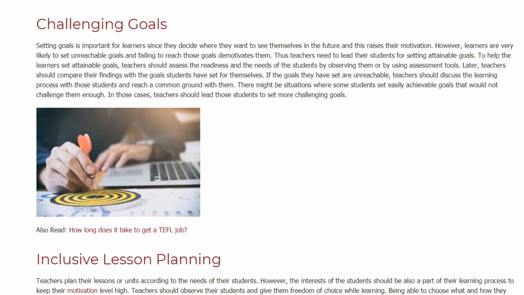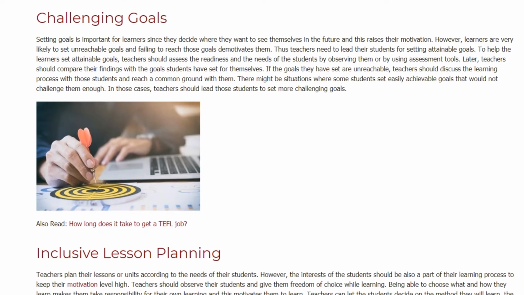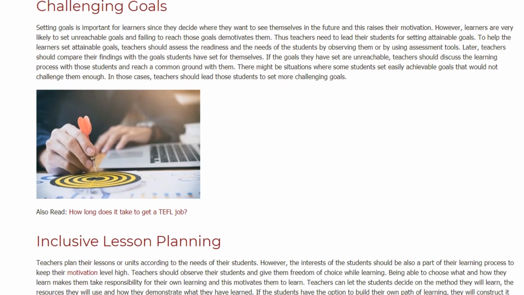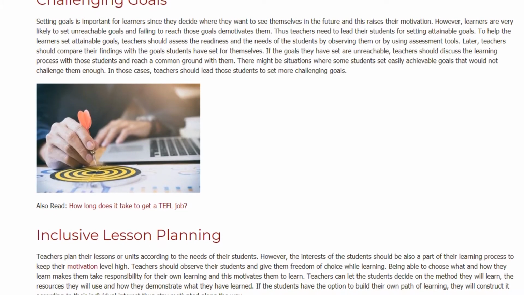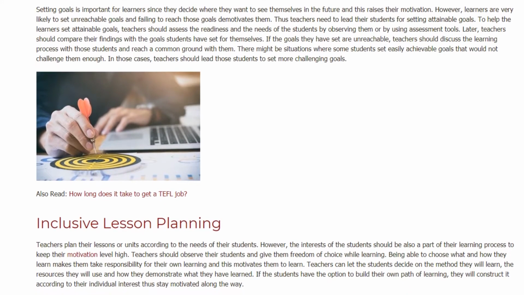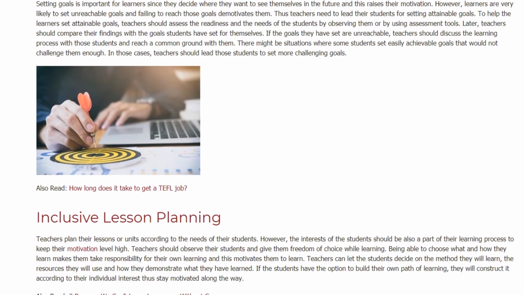Inclusive lesson planning. Teachers plan their lessons or units according to the needs of their students. However, the interests of the students should be also a part of their learning process to keep their motivation level high. Teachers should observe their students and give them freedom of choice while learning.